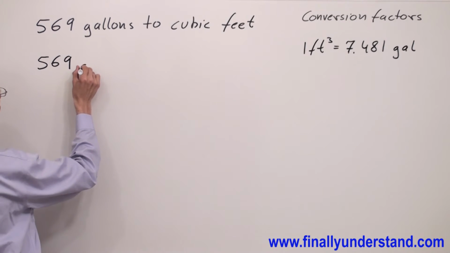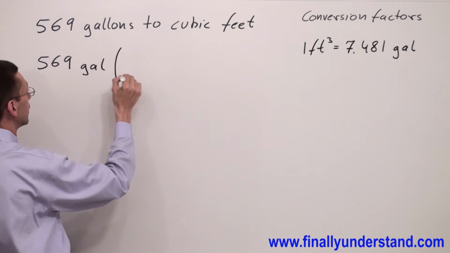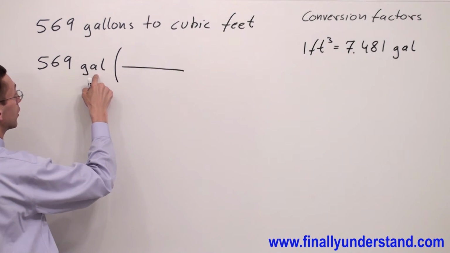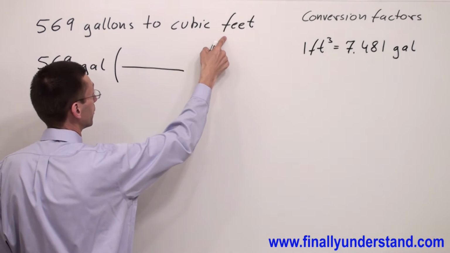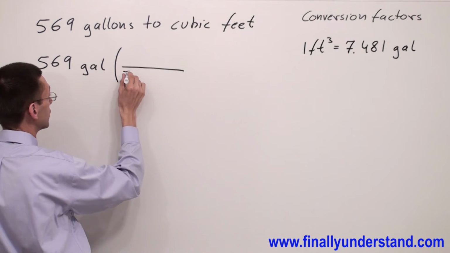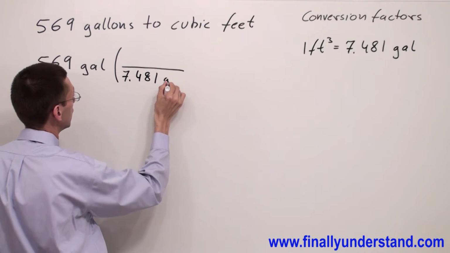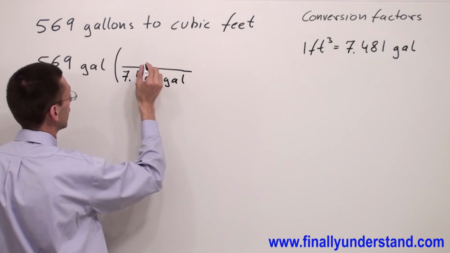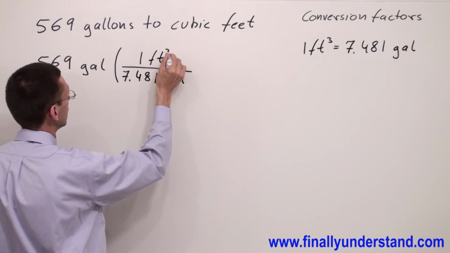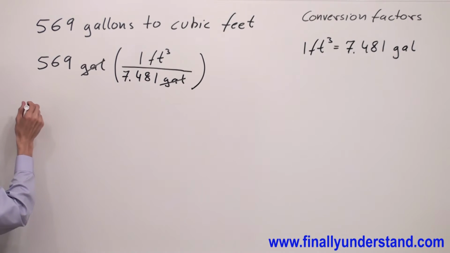569 gallons. Next I have to multiply this value by my conversion factor, and remember we're supposed to eliminate gallons and convert this to feet. That's why I'm going to write the gallons in the denominator. I have 7.481 gallons and I have 1 cubic foot in the numerator.